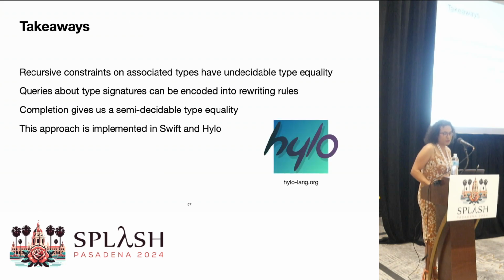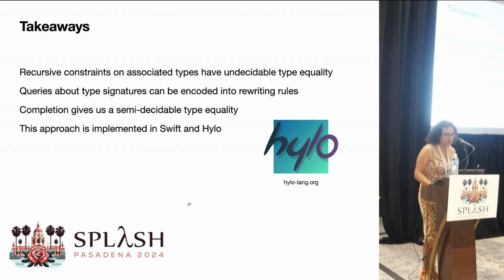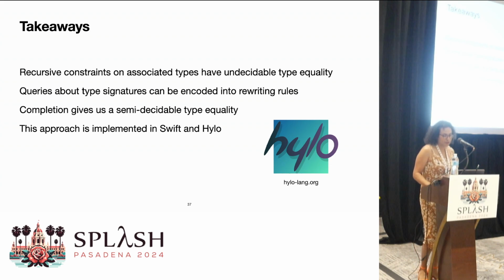What I want to leave you with is that recursive constraints and associated types have undecidable type equality, and this is not just a property of Hylo, it's a property of Swift, it's a property of Rust, and it's a property of Haskell. But we can encode queries to the type signatures into rewriting rules, and the completion gives us a semi-decidable type equality, which is better for the user experience.